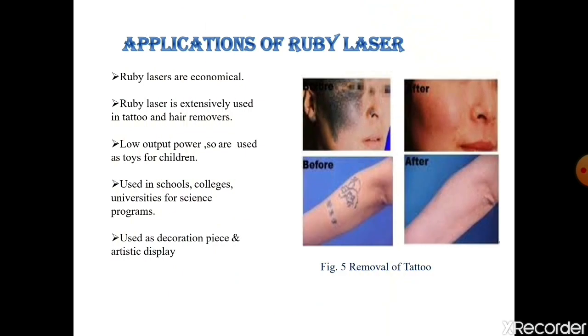Applications of ruby laser. Ruby lasers are economical. Ruby laser is extensively used in tattoo and hair removal. Due to the low output power, they are used as toys for children. They are extensively used in schools, colleges, universities for science programs. They are also used as decoration pieces and artistic display.